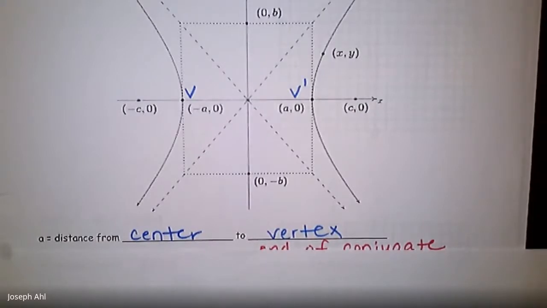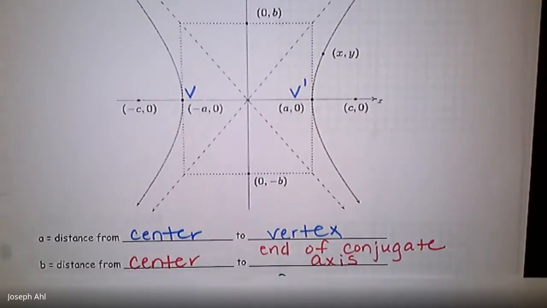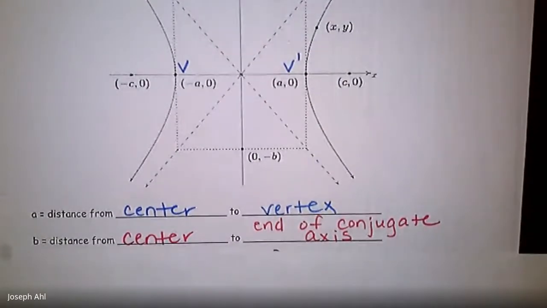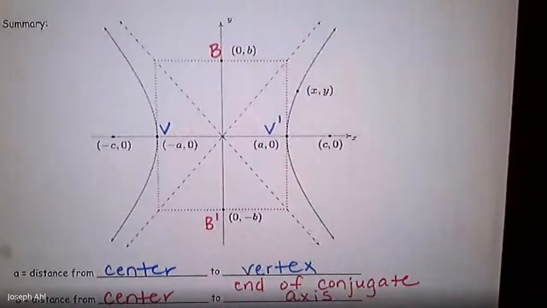So what is B then? B used to be center to the end of the minor axis for an ellipse. Now B is representative of center to what's called the end of the conjugate axis. So we have these points that I will still label as B and B prime. You can kind of see them up here in the graph. Here would be B and B prime, something like that.